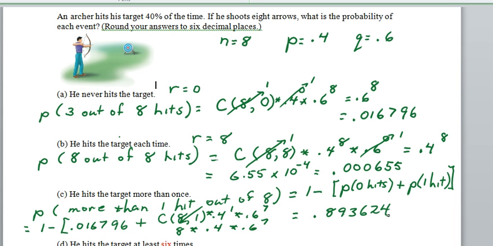Now, technically, we should have actually recomputed the probability of 0 hits to avoid rounding error. And so if there's rounding error here, we'll have to pick up and recompute the probability of 0 hits so that the calculator is holding more than 6 decimal places for that.